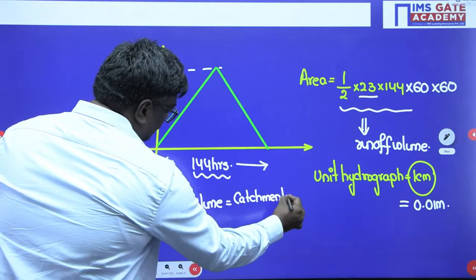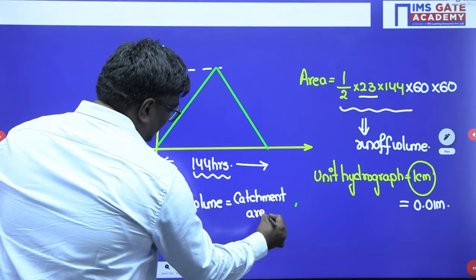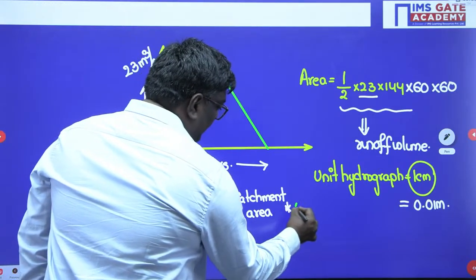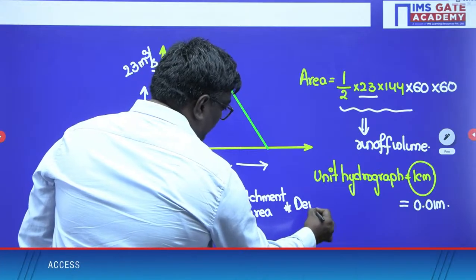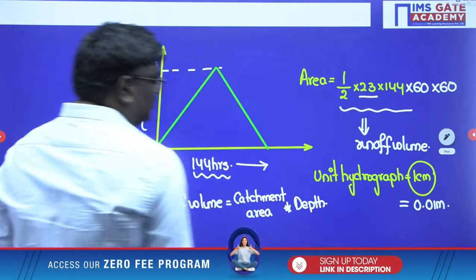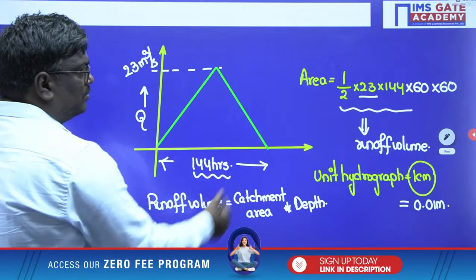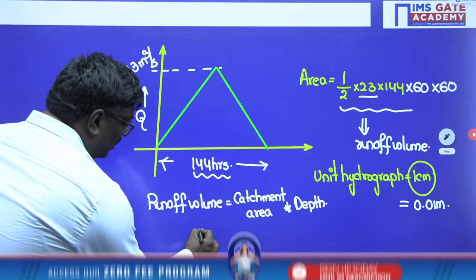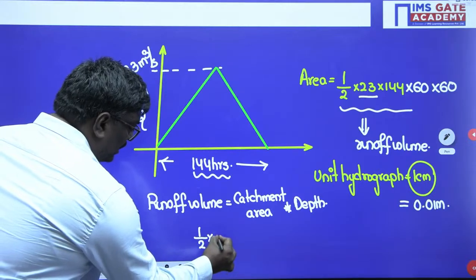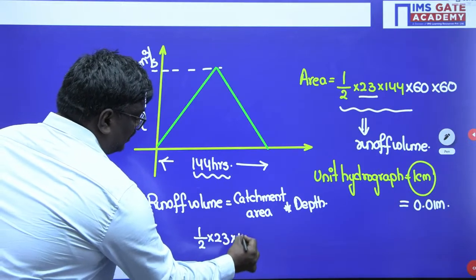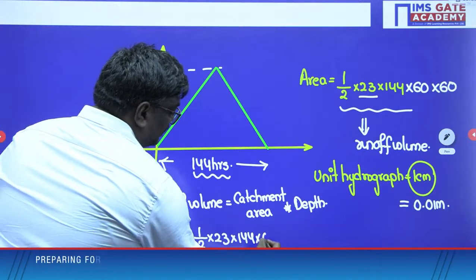Runoff volume is equal to what, students? Catchment area multiplied by depth. Runoff volume is equal to catchment area multiplied by depth. So what is runoff volume here? We have half into 23 into 144 into 60 into 60.